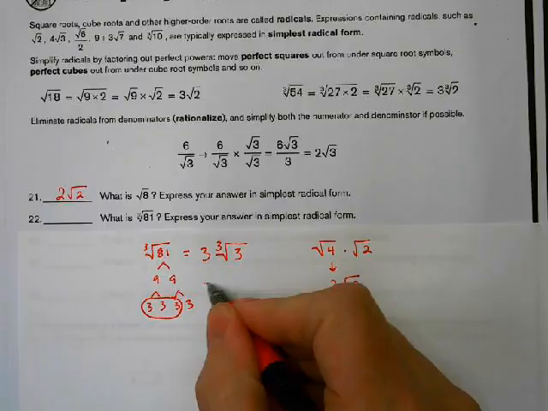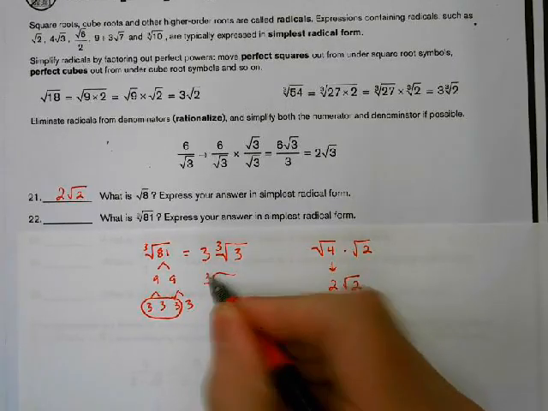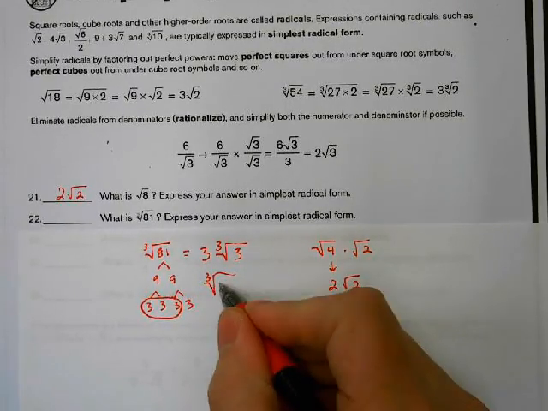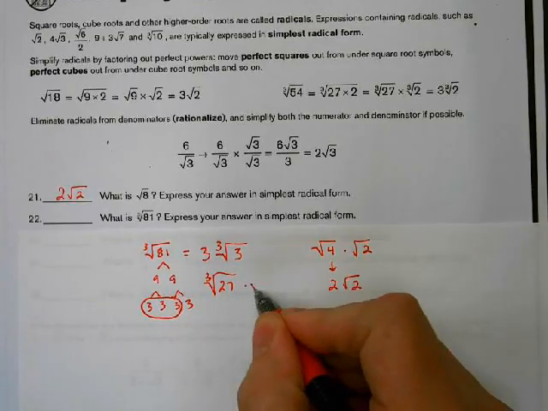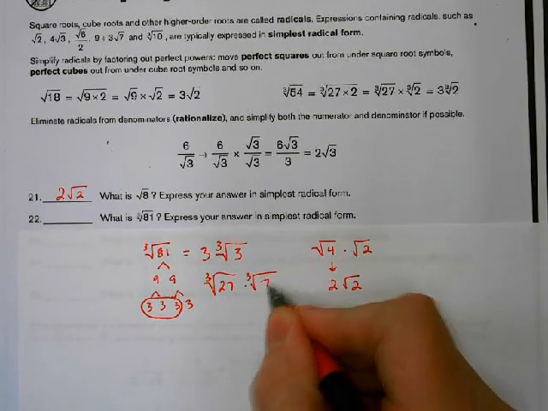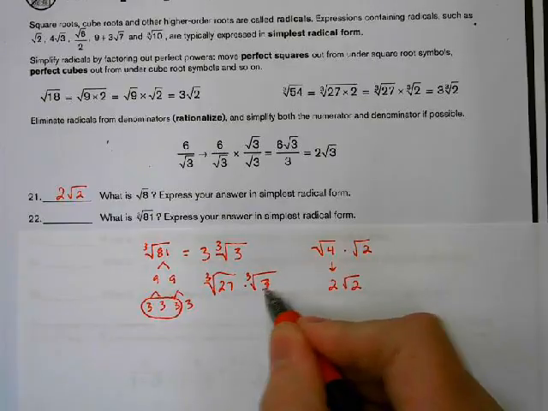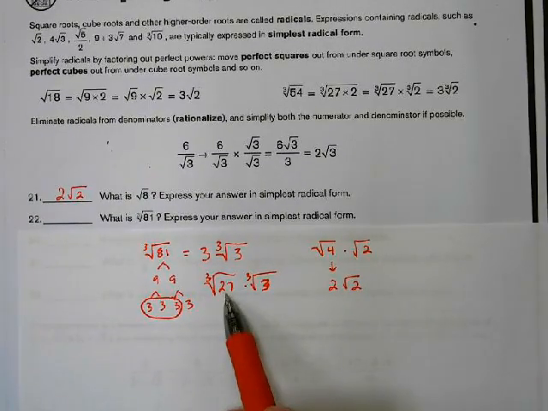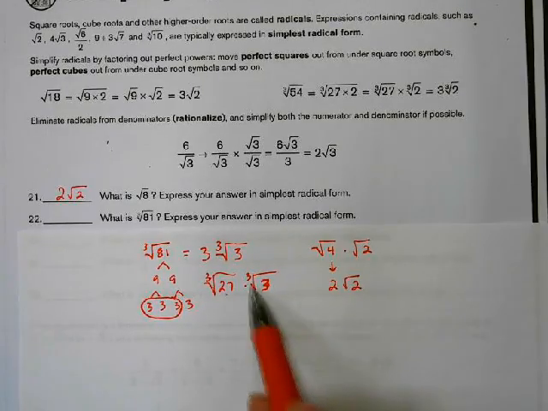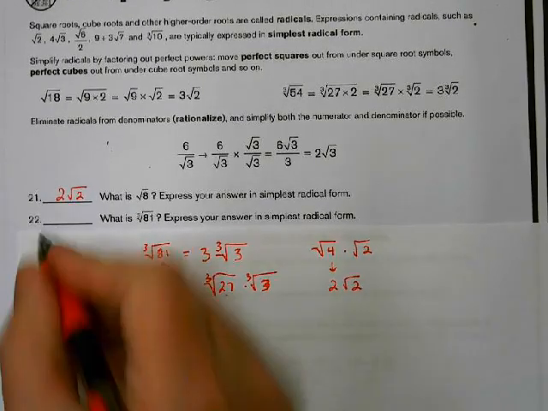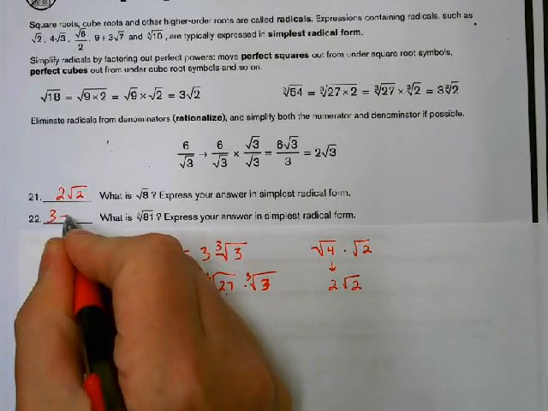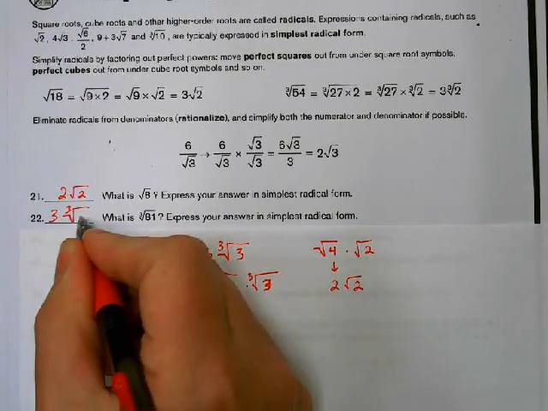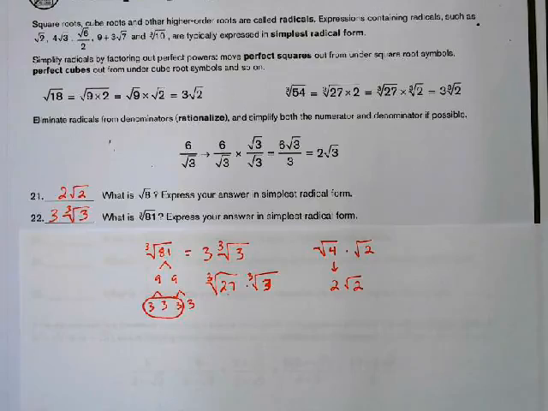The other breakdown would be like this. If you realize that you've got 27 times the third root of 3, the third root of 27 is 3, and then we've got the third root of 3 left over. So 3 times the third root of 3. Don't forget the 3 in the index up there. It still has to be there.